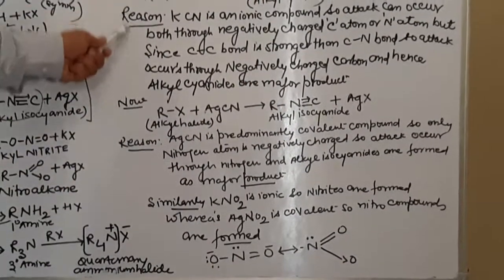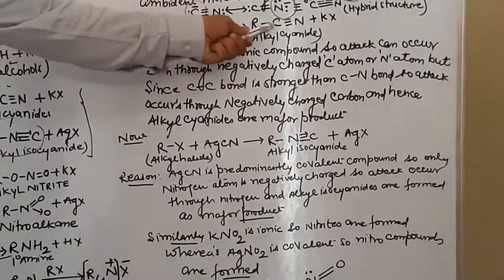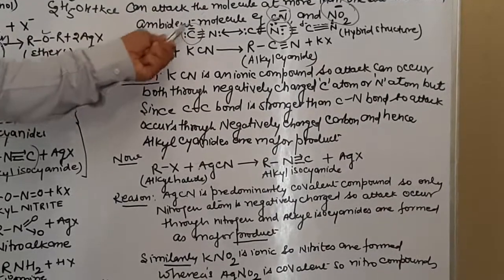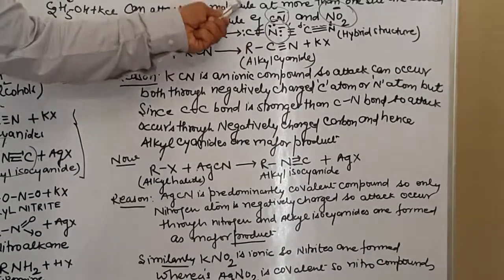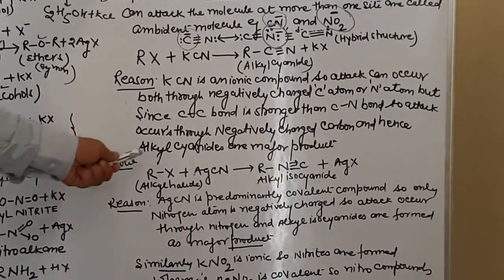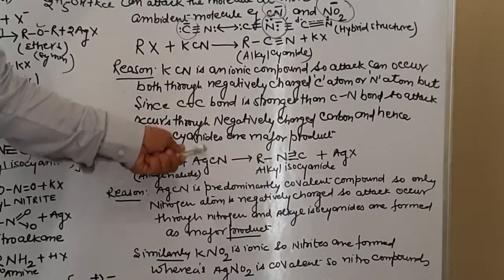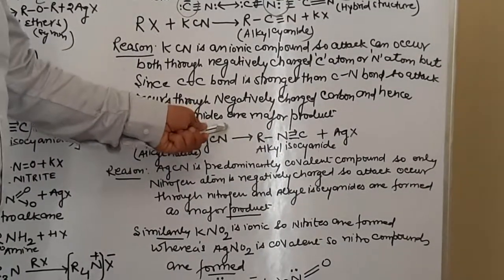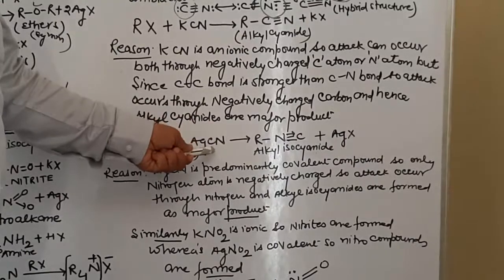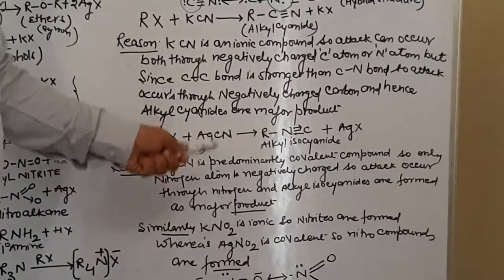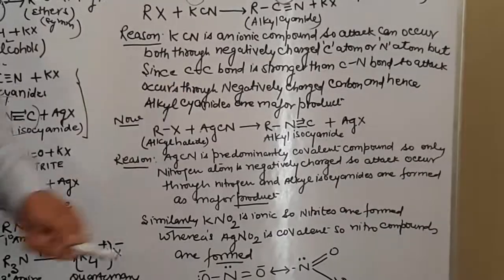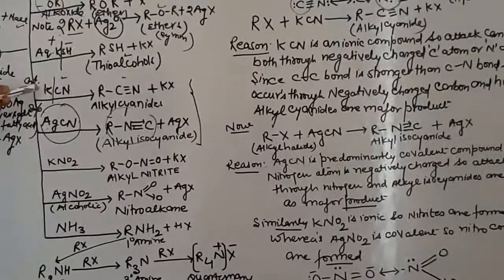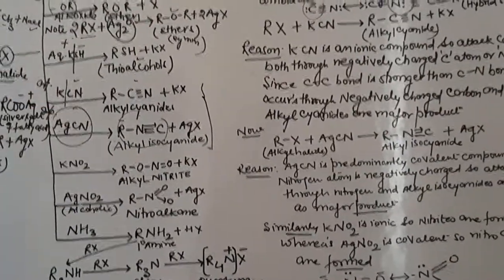isocyanide. So hopefully you must have understood why cyanides are formed with KCN: when attack occurs through carbon, the carbon-carbon bond is a stronger bond than the carbon-nitrogen bond, and KCN is an ionic compound. But AgCN is a covalent compound, so there is no other way but to attack by the nitrogen atom, as it contains the pair of electrons. So it will result in the formation of alkyl isocyanide. But what mechanism does it follow? It will follow a nucleophilic substitution reaction mechanism.